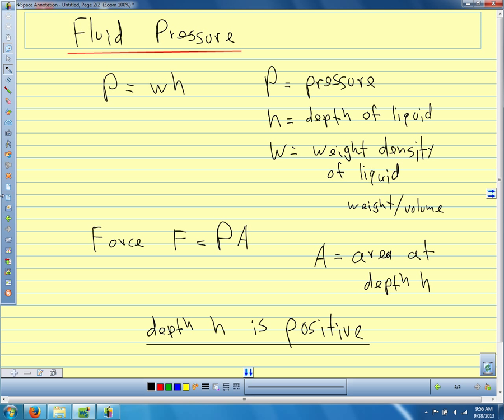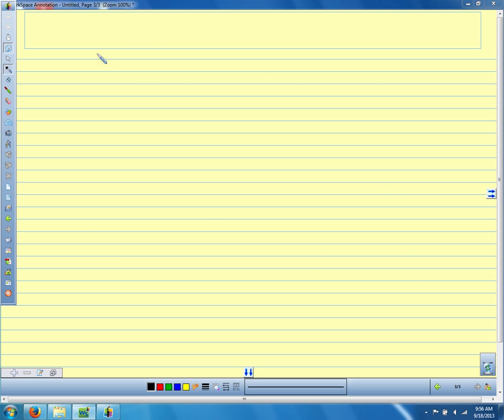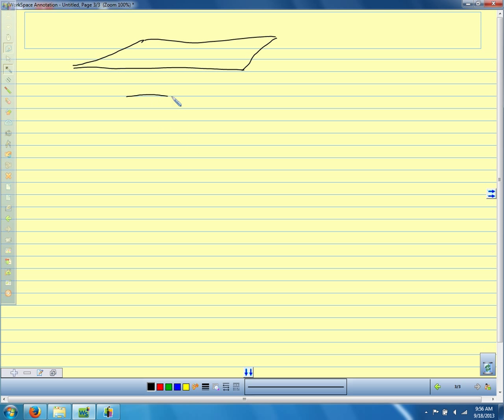So, let's draw a picture of our vertical surface that's submerged in water. And we'll come up with an expression for how we're going to find the total force on a vertical surface submerged in a liquid. So here's the surface of our liquid, the nice flat plane, and here's our vertical surface. It's not waving back and forth, these are just the sides, so that it varies in cross section.